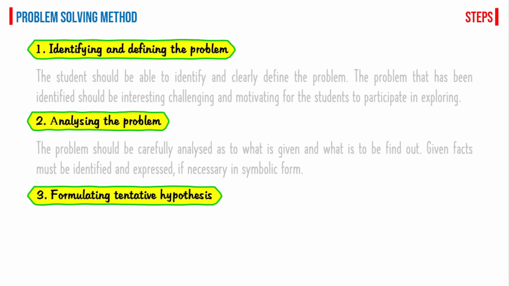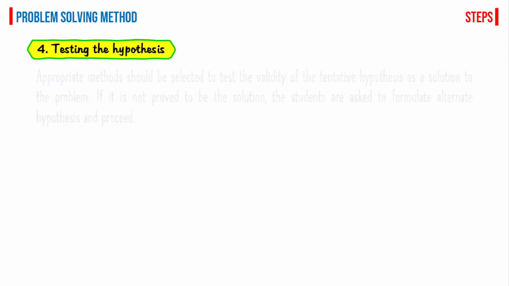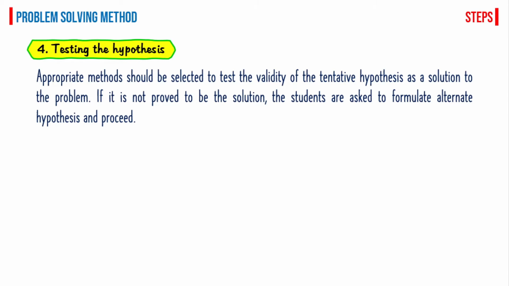The third step is formulating a tentative hypothesis. Formulating a hypothesis means preparation of a list of possible reasons for the occurrence of the problem. Formulating a hypothesis develops thinking and reasoning power of the child. The focus at this stage is on hypothesizing, searching for the tentative solution to the problem. The fourth step is testing the hypothesis. An appropriate method should be selected to test the validity of the tentative hypothesis as a solution to the problem. If it is not proved to be the solution, the students are asked to formulate alternate hypotheses and proceed.